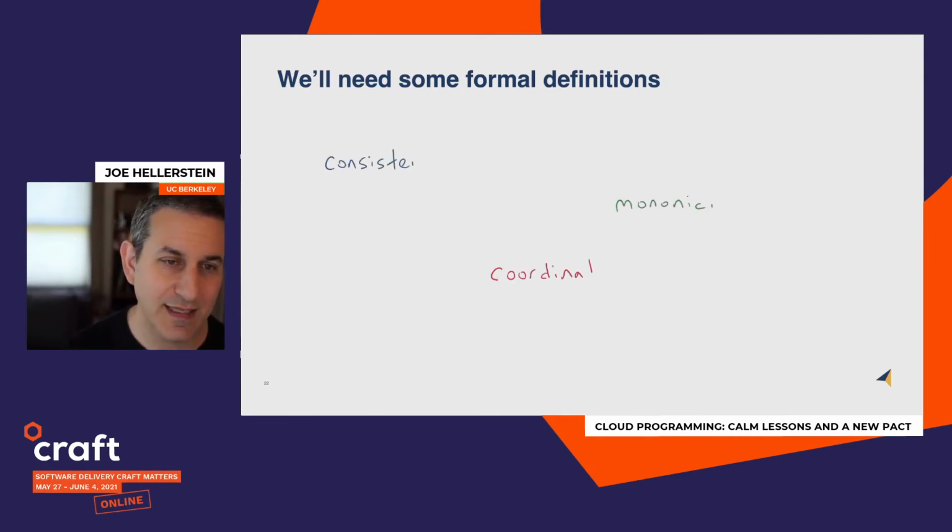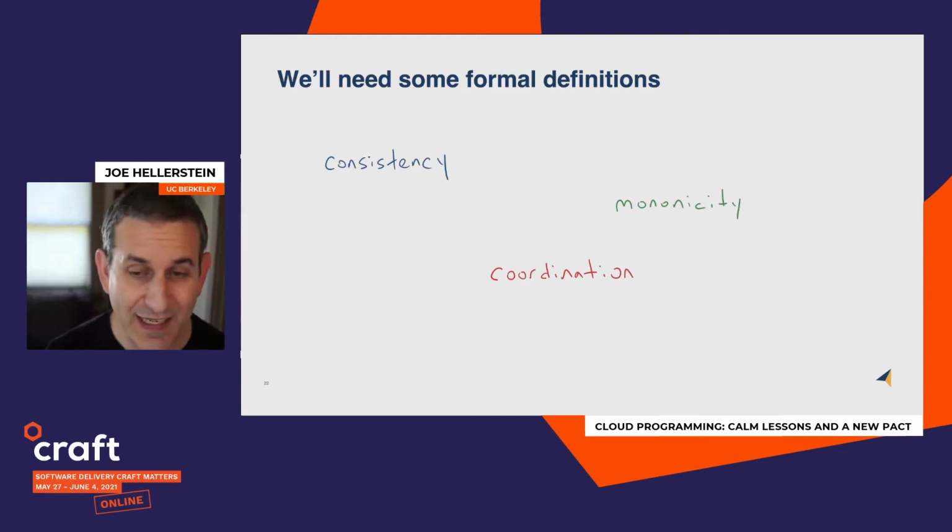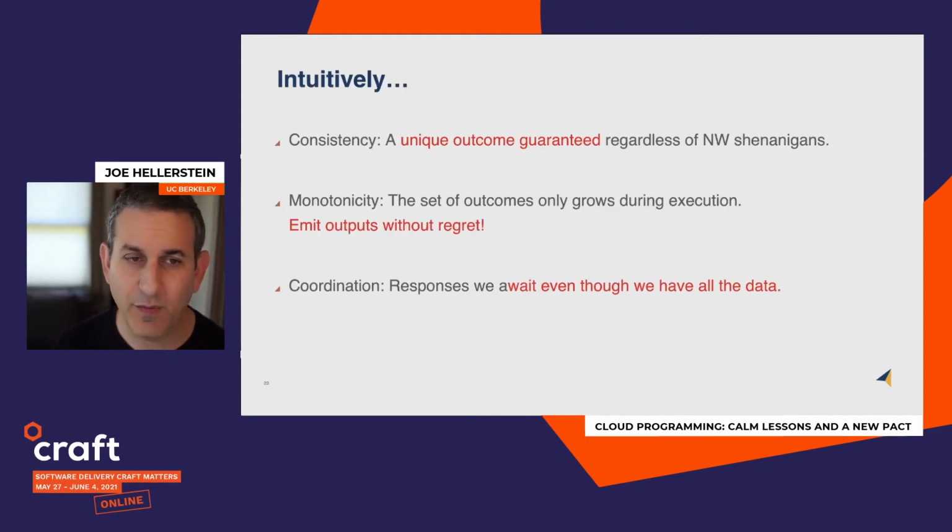What does consistency mean formally? What does monotonicity mean formally? And what really is coordination? And so those take some work. Intuitively, when we talk about consistency in this context, what we're talking about is that your program, your distributed services, when they work together, will guarantee a unique outcome regardless of the shenanigans in the network, regardless of whether messages get interleaved or reordered, regardless of whether there's delays or packets get dropped and so on. Okay, that's what we want.